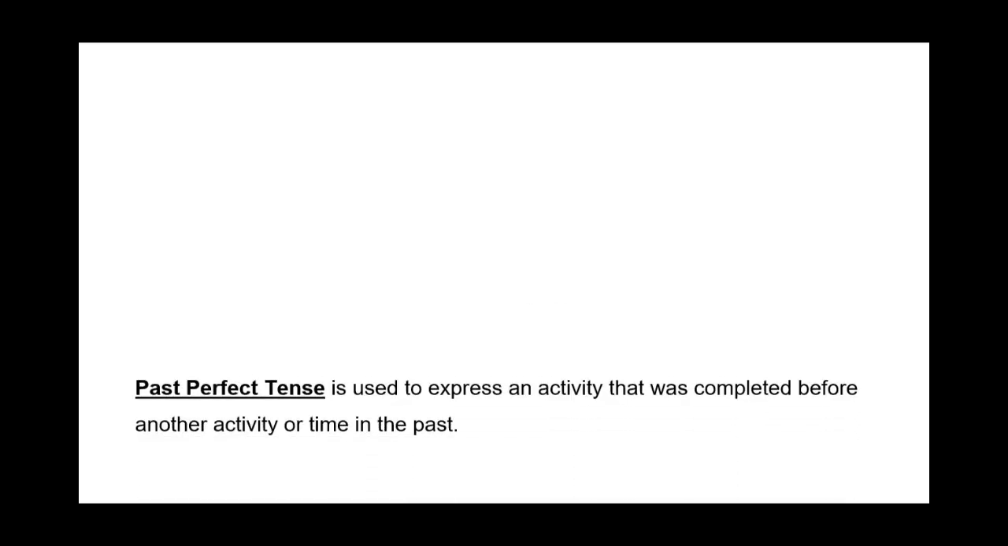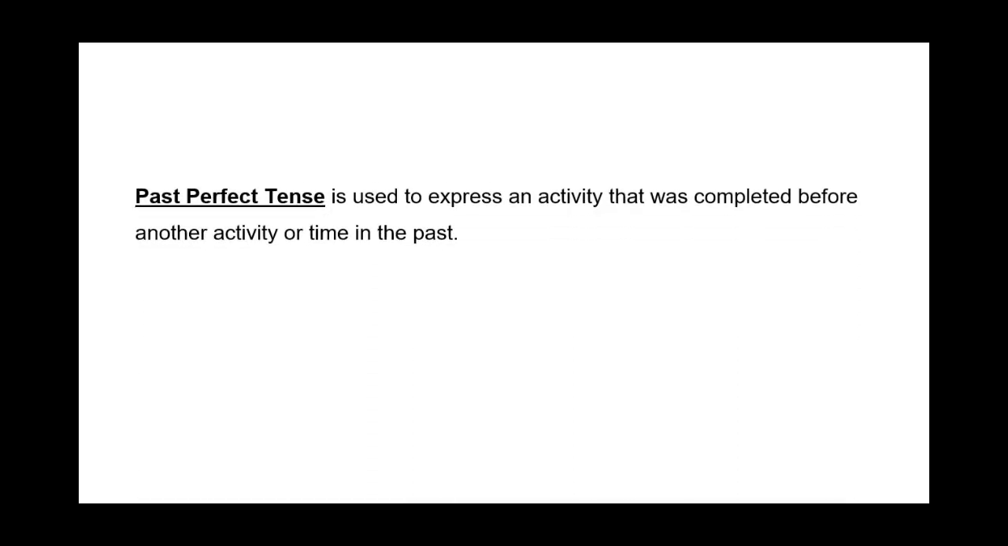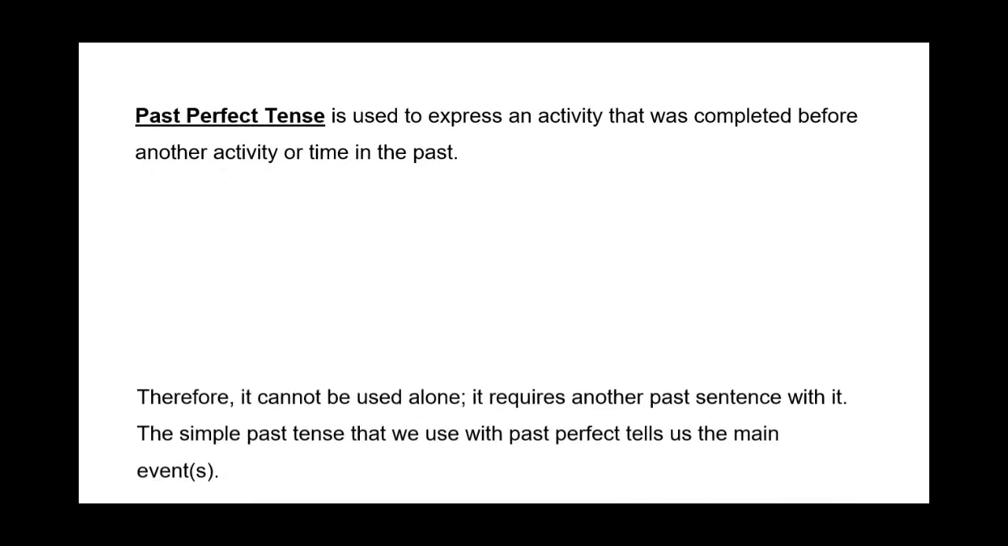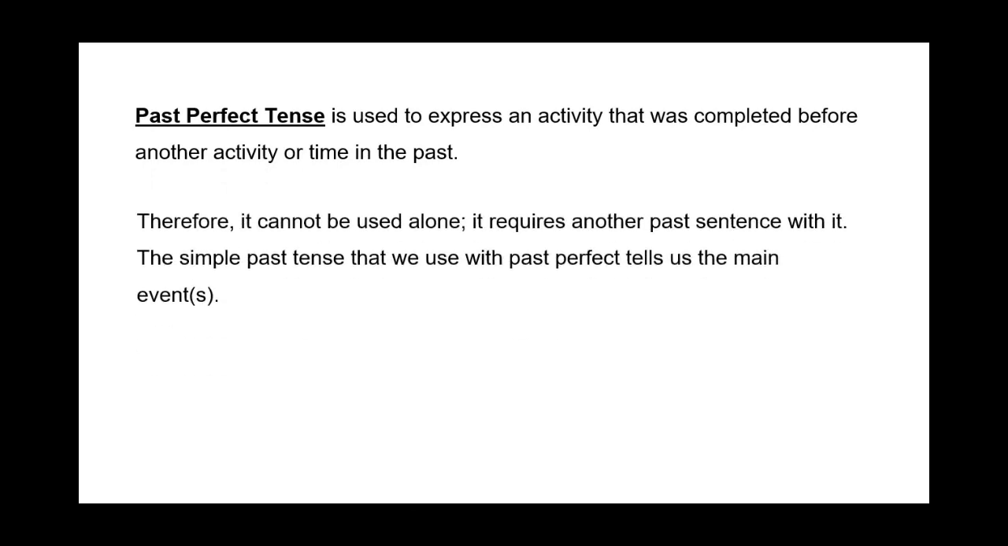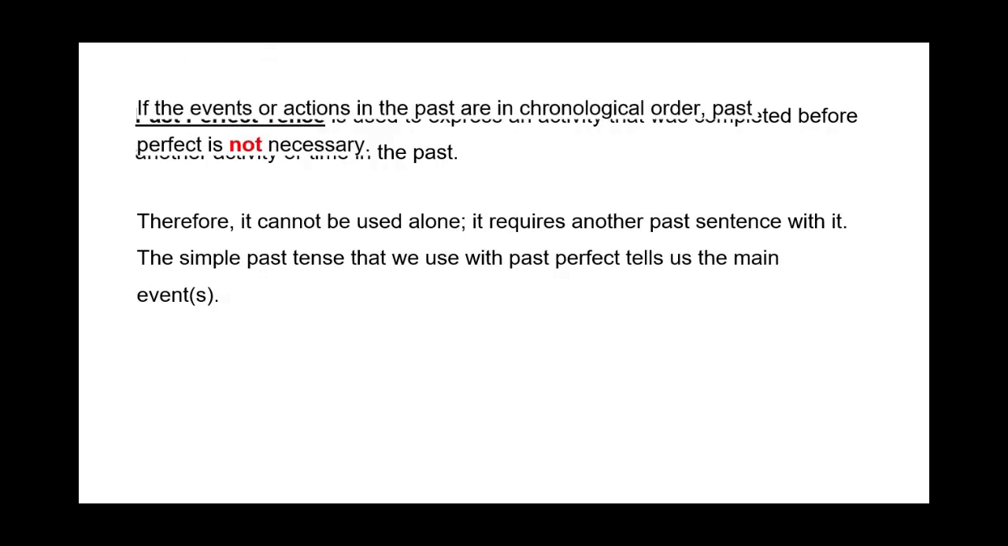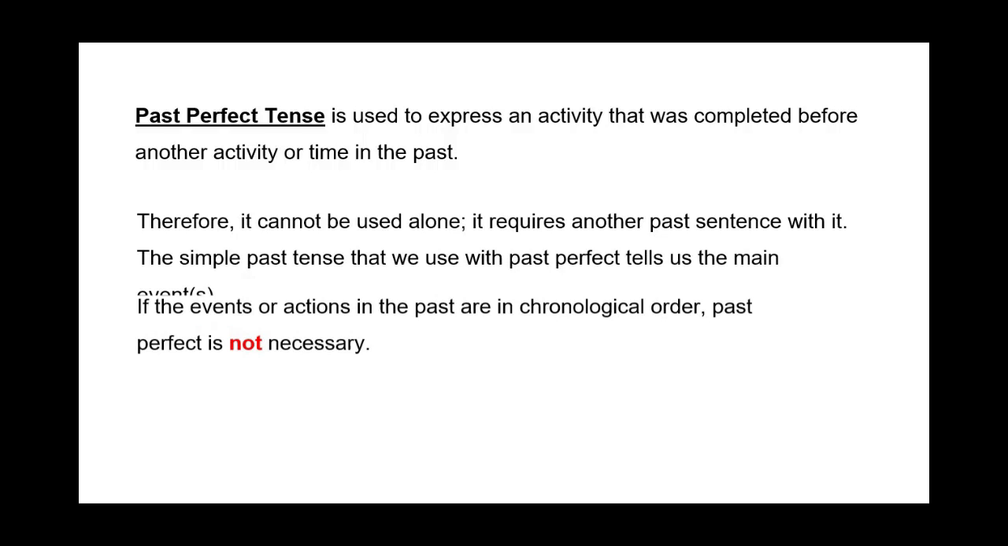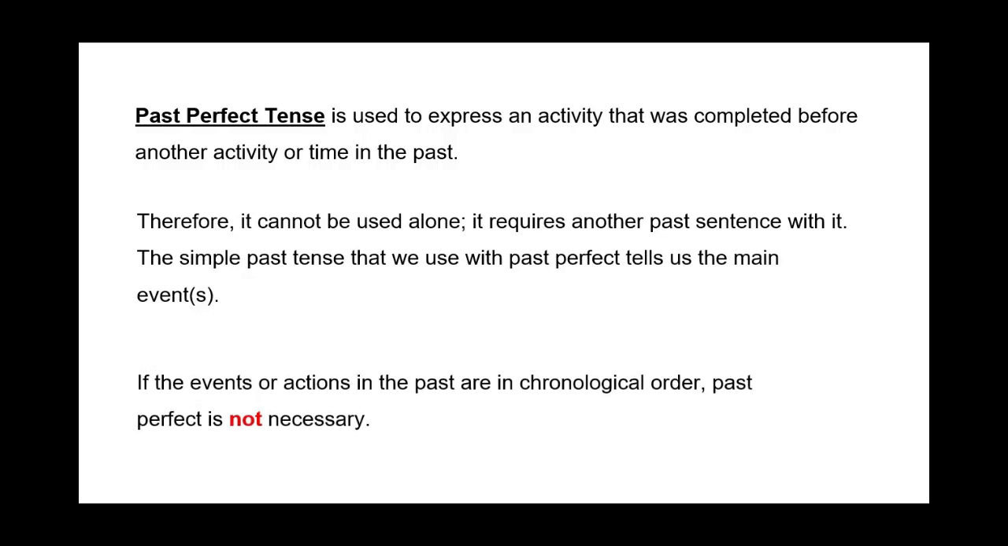All right, we use the past perfect tense to express an activity that was completed before another activity or time in the past. Therefore, it can't be used alone. It requires another past sentence with it. The simple past tense that we use with past perfect tells us the main event or the events. If the events or actions in the past are in chronological order, past perfect is not necessary.